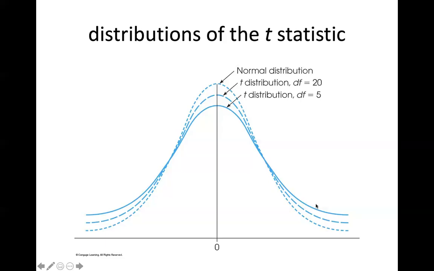The main thing about the T distribution to remember is that as sample size increases, that is, as degrees of freedom increases, the T distribution gets thinner and thinner and thinner. And as that sample size increases, it's gradually approaching the shape of the Z distribution.